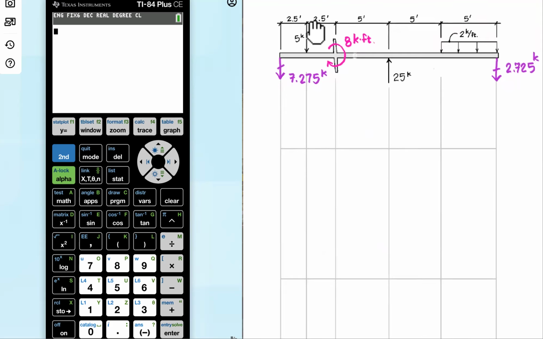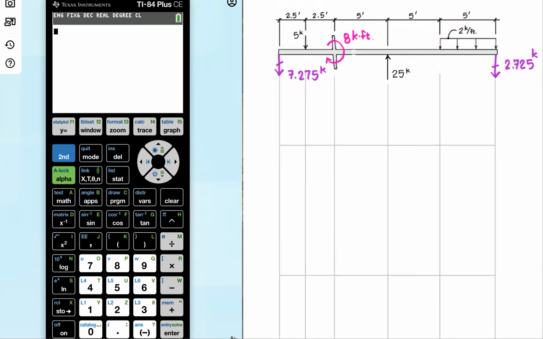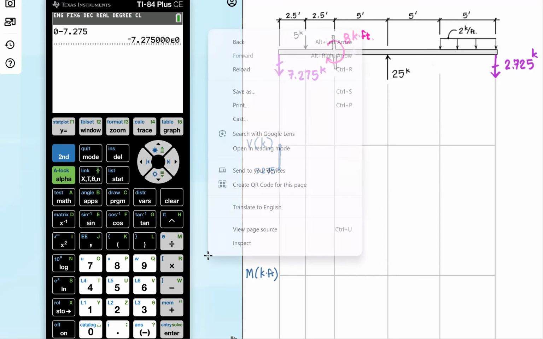Time for shear and moment diagrams. First thing I always do is label the plots so I don't forget. So V, and include the units, units of kips, moment, units of kips times feet. Start our shear diagram, start at 0, follow the direction of the arrows. So subtract 7.275. And I'm writing down 4 sig figs because I want that precision as I do the next step to create the moment diagram.